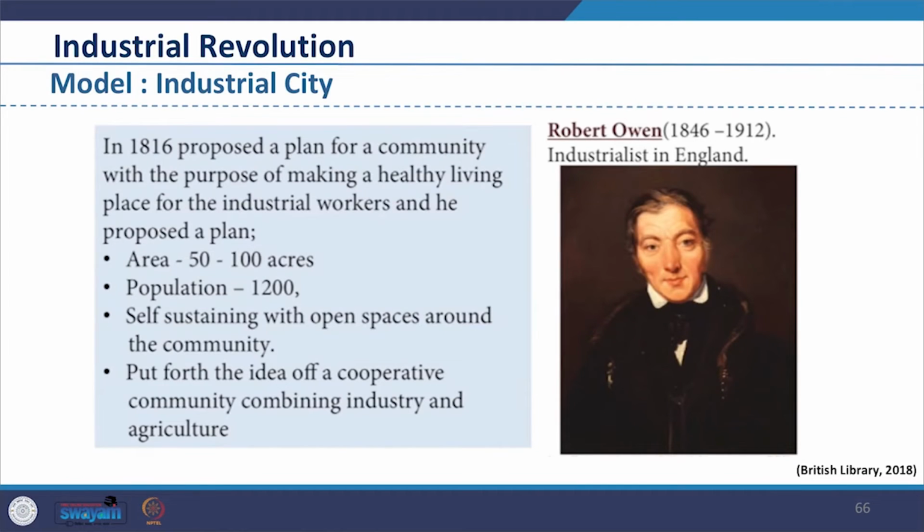We look at the initial approach. The initial approach was started by an industrialist in England called Robert Owen, 1846 to 1912. He proposed a plan for the community to make living healthy for industrial workers. He proposed a plan which occupies 50 to 100 acres for a population of 1200, which was supposed to be self-sustained with open spaces around. This was evolved from the concept of a cooperative community combining industry and agriculture.